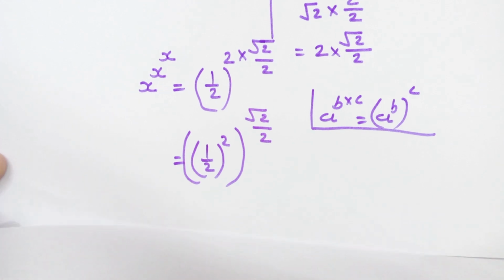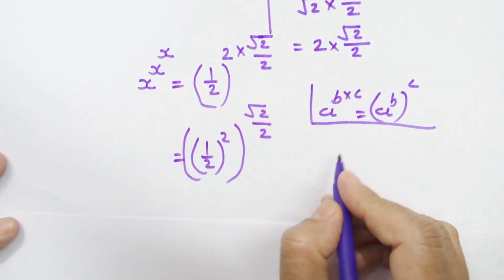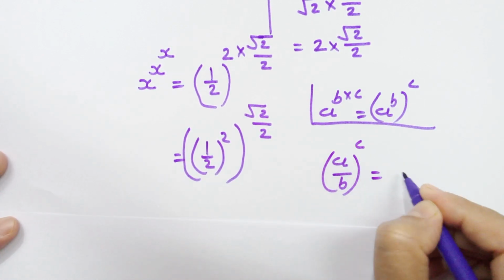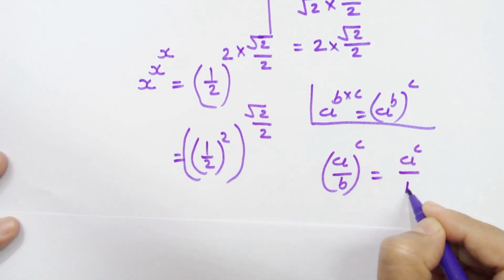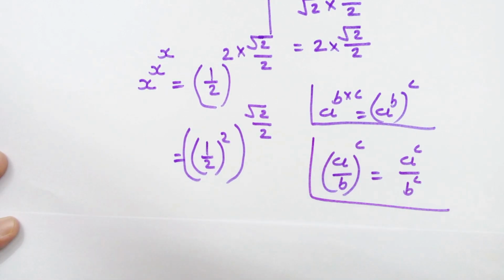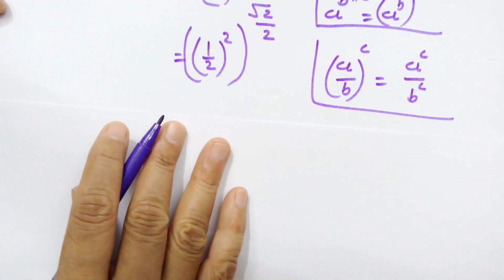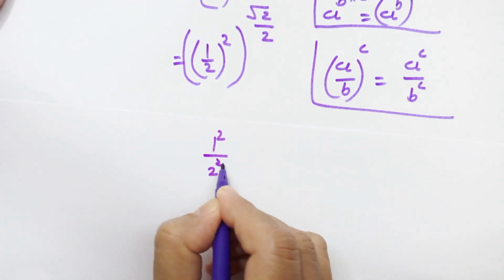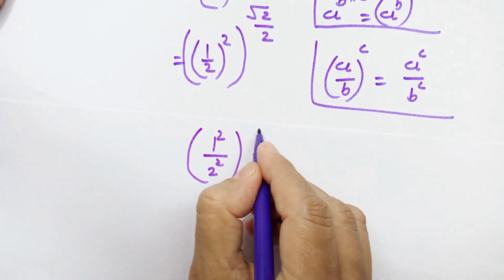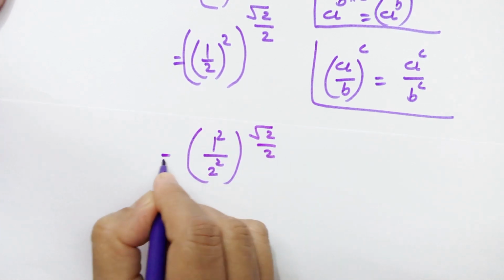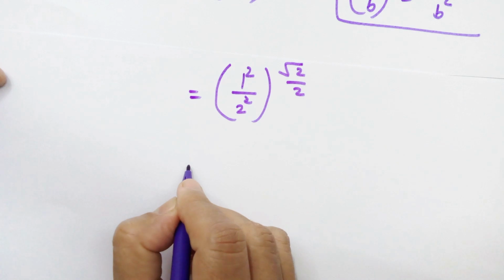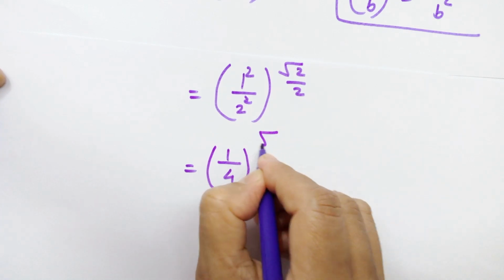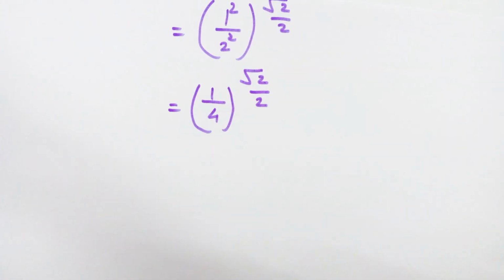Now if we have a upon b whole raised to c, then we can write a raised to c upon b raised to c. And by using this rule, we can write 1 square upon 2 square whole raised to under root 2 upon 2. Now we have 1 upon 4 whole raised to under root 2 upon 2.